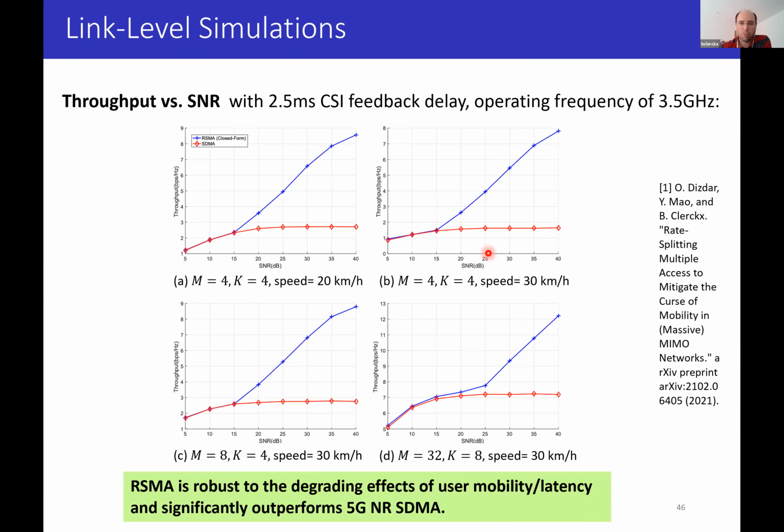Throughput performance when you have mobility. Again, link level evaluation. This is as a function of the number of antennas. So you see you have 4 antennas, 4 users. And then here you have 32 antennas and 8 users. And you see that at some point, the RSMA always outperforms the SDMA. The SDMA saturates. And the reason for this is because of this feedback delay or CSI acquisition delay that leads to an imperfect CSIT and multi-user interference. And RSMA can mitigate this multi-user interference more efficiently. And that's why the throughput keeps increasing with the SNR.